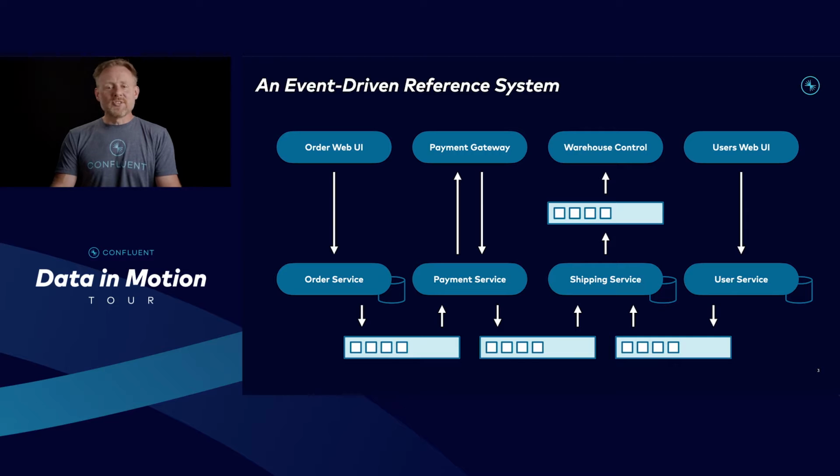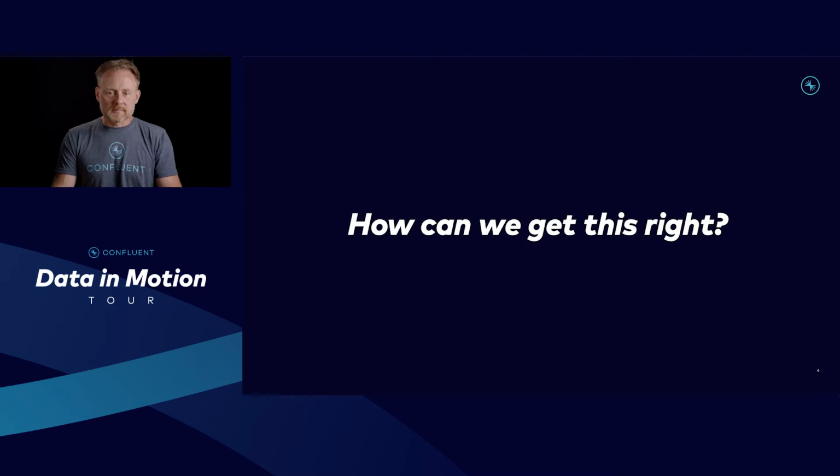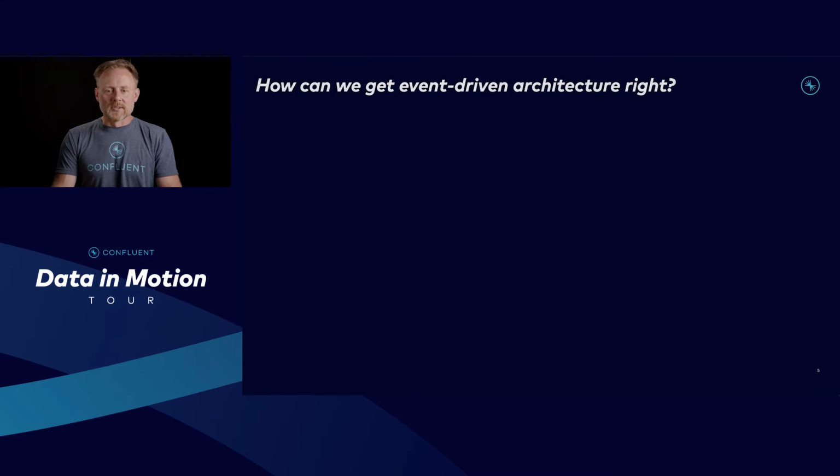So when I say event-driven architecture, here's an example. This is an example of what I mean. And we're going to refer to this for the 5 patterns that I'm presenting to you. I'm going to use this system as much as possible. Now, let's look at these 5 things we ought to do to get this right.